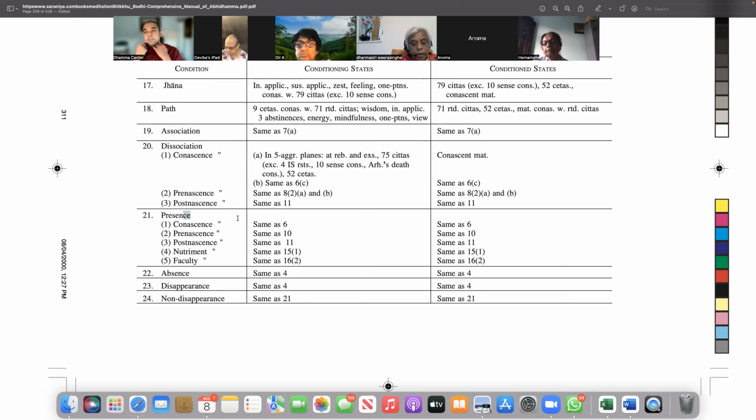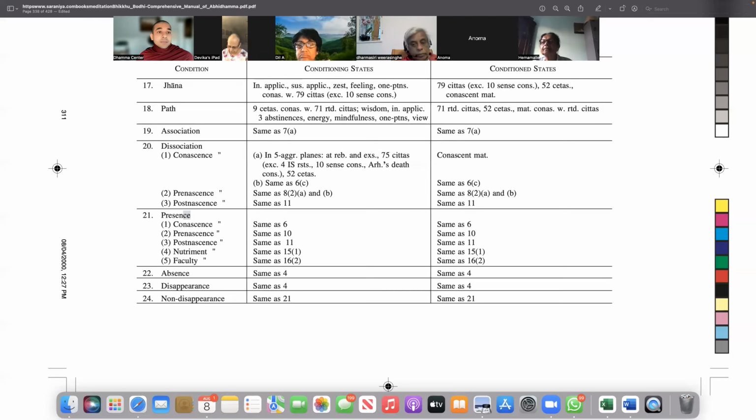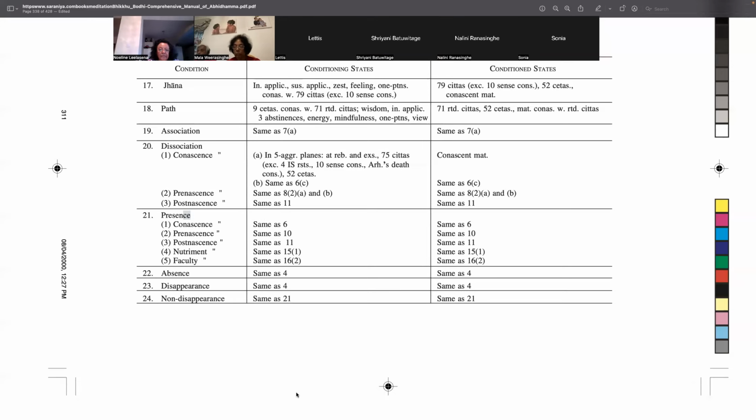Is that clear? Right? Is that clear? Yes, Bhante. Yeah? Yeah, Bhante. Any questions? Bhante, could you give an easy example of that overlap?